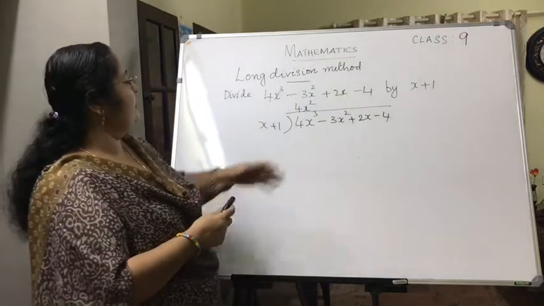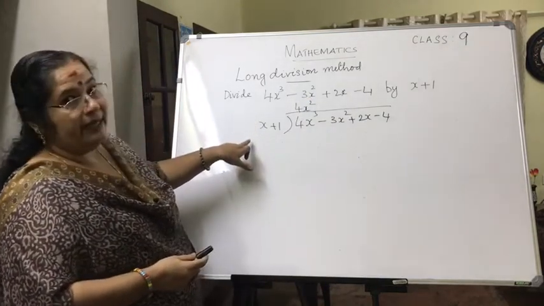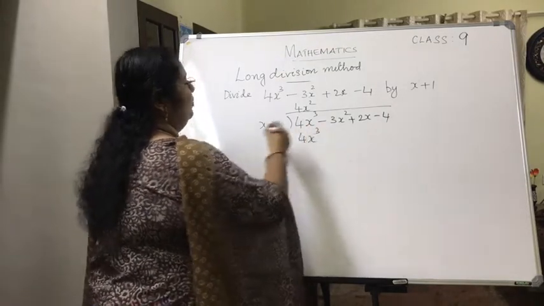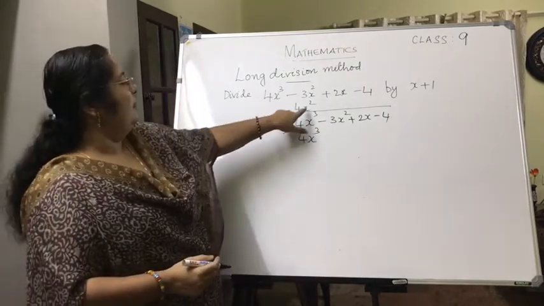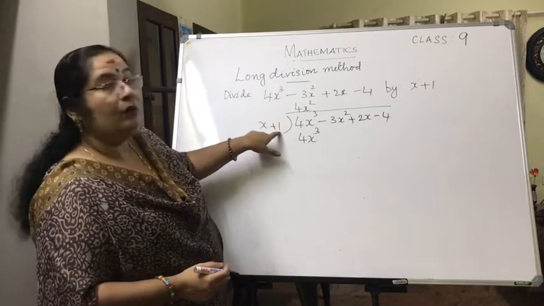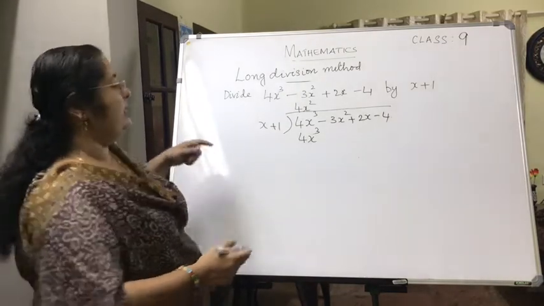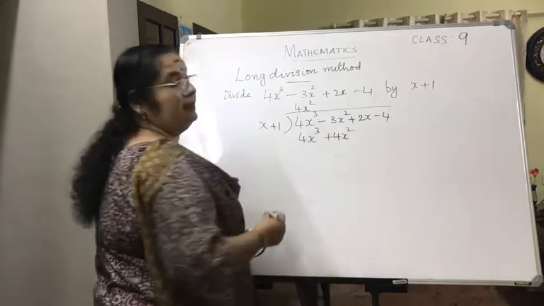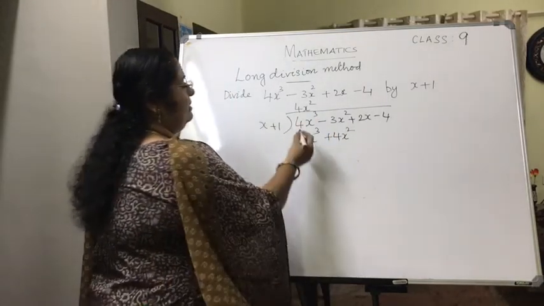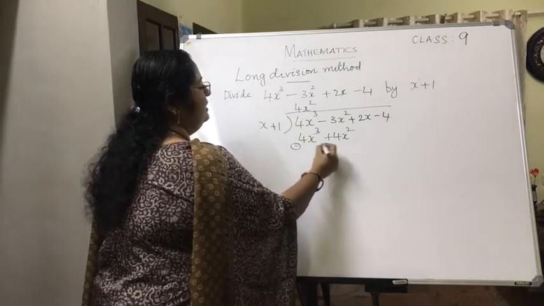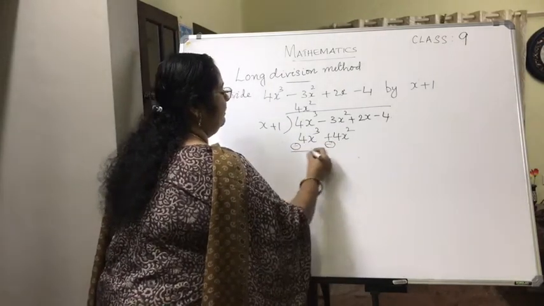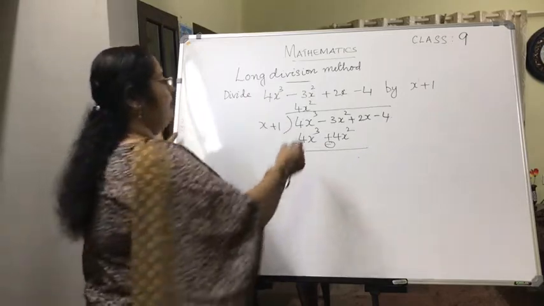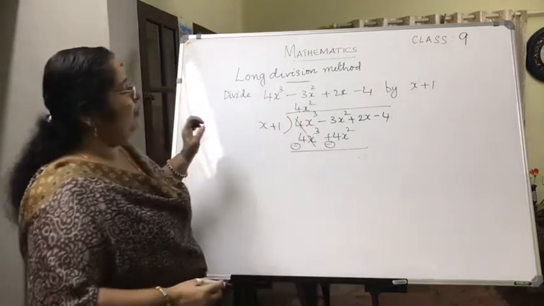So 4x square multiplied by x, you will be getting 4x cube. The next term, 4x square multiplied by 1. 4x square into 1 is plus 4x square. Now what do you have to do? Change the sign. This becomes negative. This also becomes negative. Now you are subtracting. 4x square minus 4x square. This gets cancelled. Becomes 0.